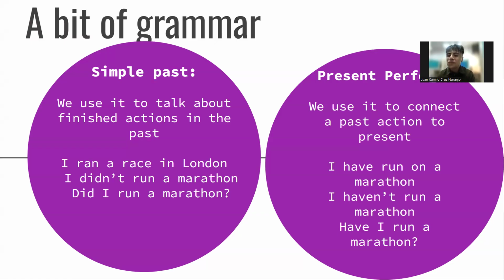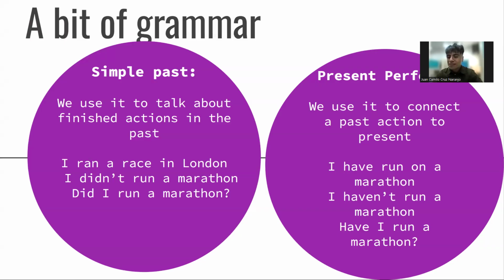So, what is the structure of a sentence in present perfect? An affirmative sentence in present perfect has the following structure. It has first the subject, and after the subject, I'm going to have "have." But "have" in here is not a verb. In this case, "have" is an auxiliary. And then I'm going to have the verb in the third column, the participle form of the verb. I have run a marathon. So, this is an affirmative sentence.